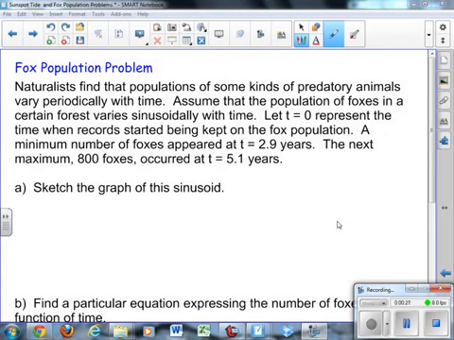For example, let's say these foxes ate a lot of rabbits. Well, if the rabbit population was low, the foxes wouldn't have enough to eat, so the fox population would go down. Well, when the fox population goes down, then the rabbit population is going to go up because there aren't as many foxes to kill them.